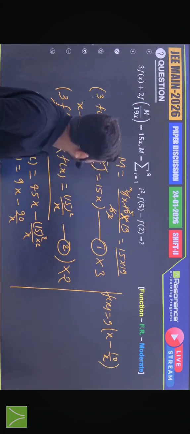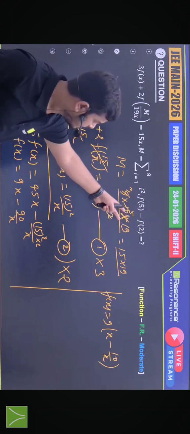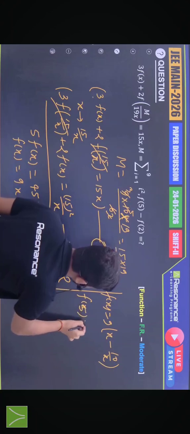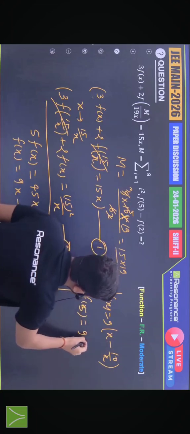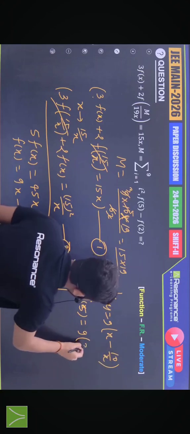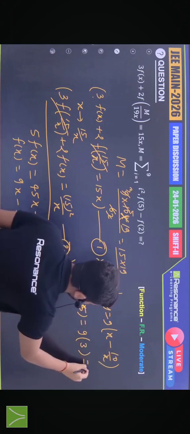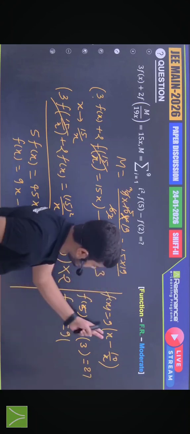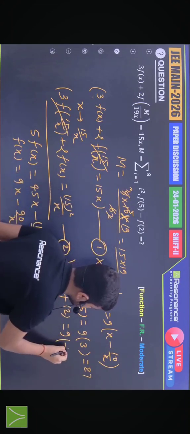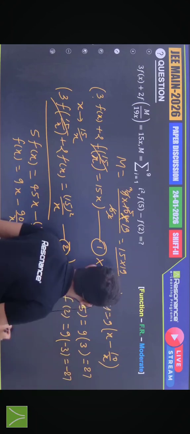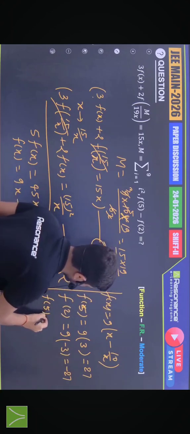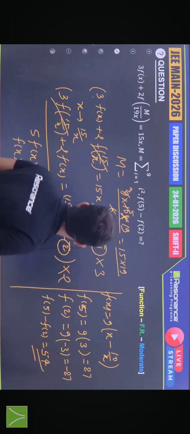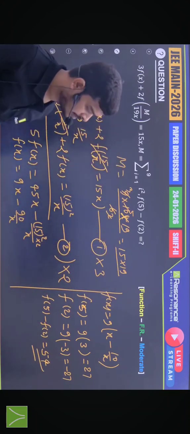And you have to find f5 minus f2. So f5 is what? Put here x equal to 5. You will get 9 into 5 minus 2, 3. So this will become 27. And f2, 9 into 2 minus 5, minus 3. This will become minus 27. So f5 minus f2 will become 54. So 54 is your answer for this question.